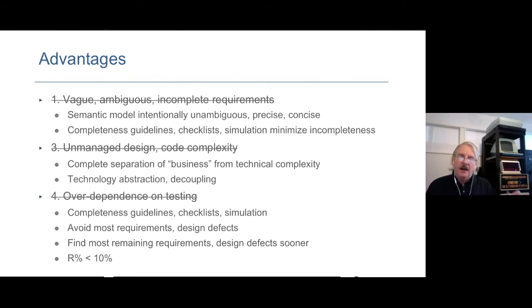Issue number 2 about project management. Now, again, semantic modeling doesn't help with project management. You need to do that with project management things. Okay, but skipping over that, problem number 3, unmanaged design and code complexity.